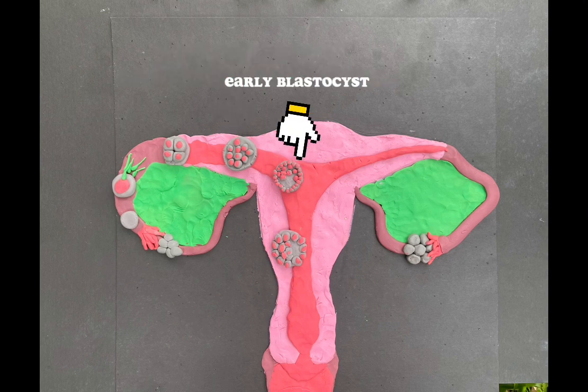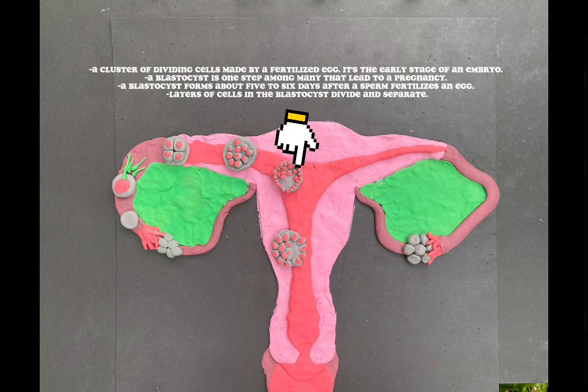Step 4 is the early blastocyst. A blastocyst is a cluster of dividing cells made by a fertilized egg. At the early stage of the embryo, a blastocyst is one step among many that lead to pregnancy. A blastocyst forms about 5 to 6 days after the sperm fertilizes an egg. Layers of cells in the blastocyst divide and separate.